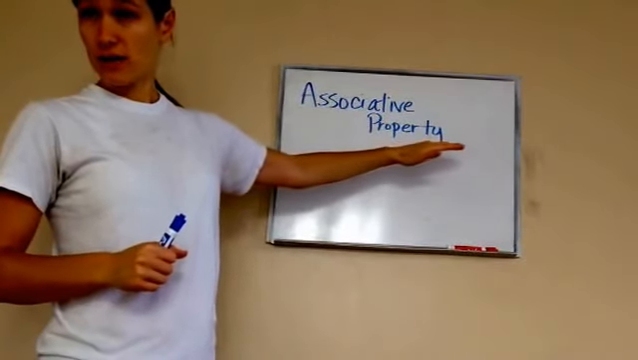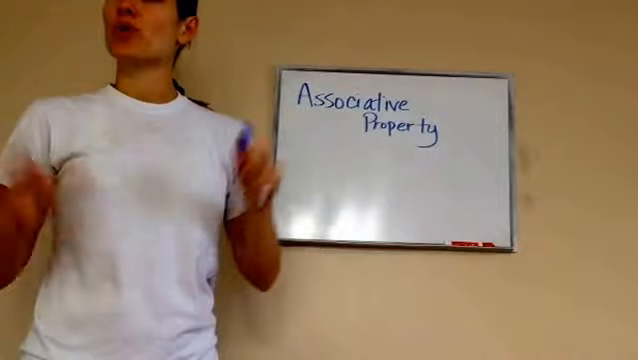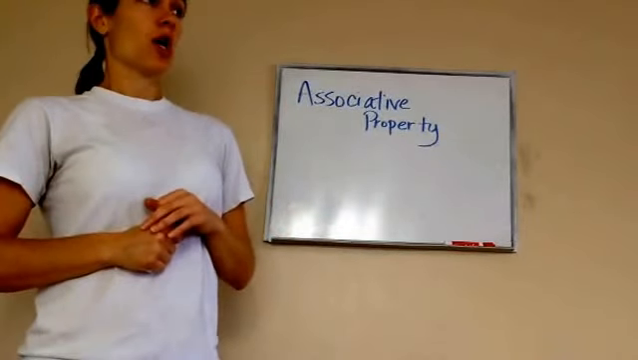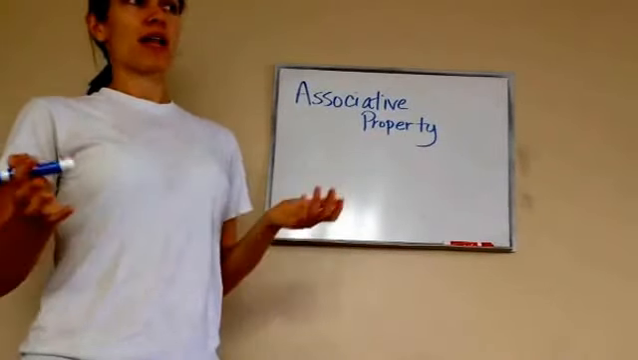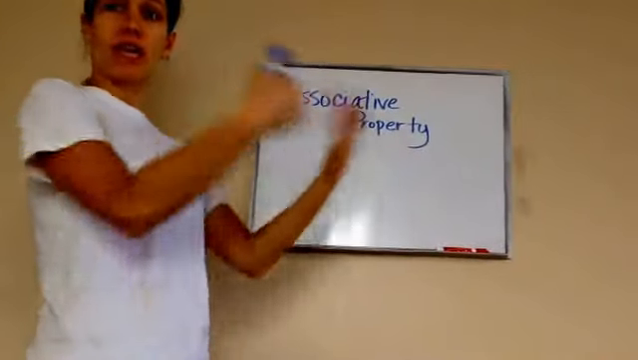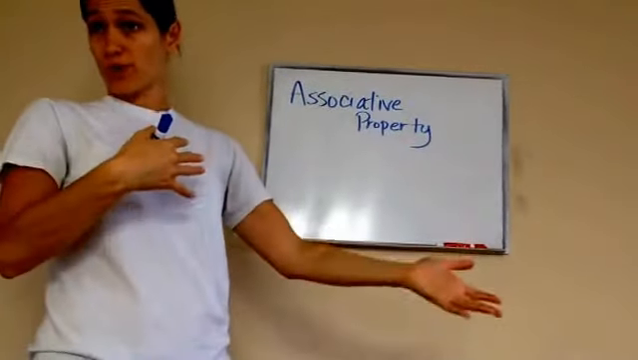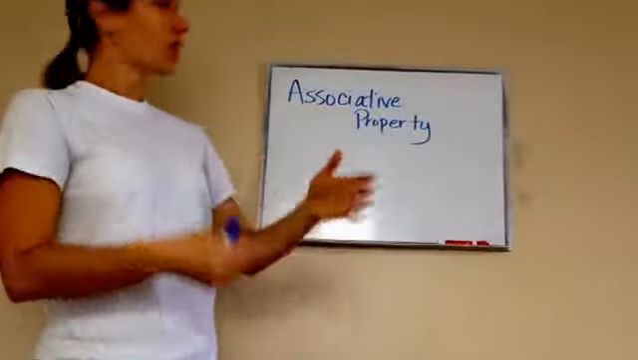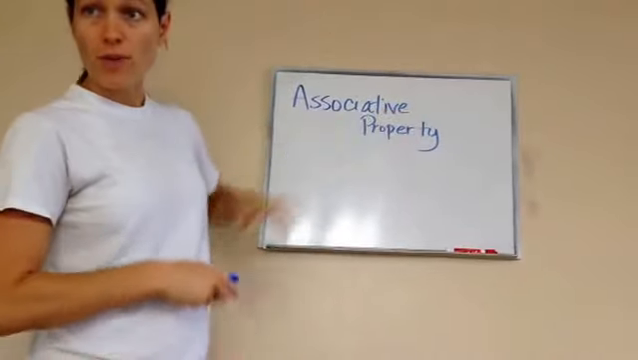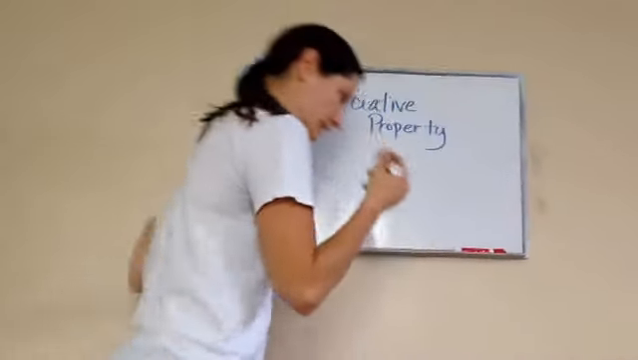Associate. Okay? It means I'm going to allow myself to associate with him, be a part of his group. I'm going to associate with him. Okay? So when you think about the associative property, I want you to see what this means.